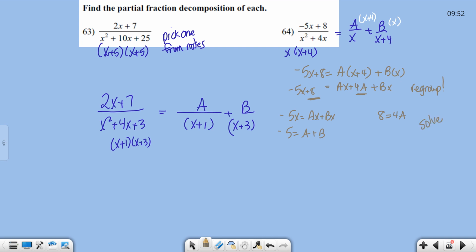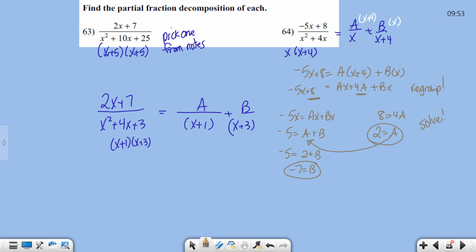Cool. Solve for that one. Y'all got it. Piece of cake. 2 is the value of a. When you substitute that back into the other little equation you wrote, negative 5 equals 2 plus b, negative 7 equals b. You got everything you needed. Done.